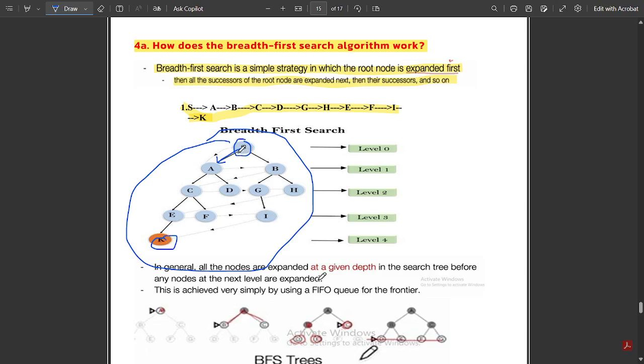So this is the path here. Start from here, go like this, and again come back here, go like this, come to E, go like this, and finally K. So this is the algorithm of breadth first search. As they mentioned, first S A B C D, then G H E F I, and finally K. So in this way, the breadth first search algorithm works. Hope it is clear.